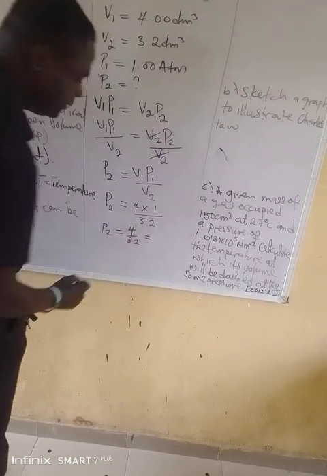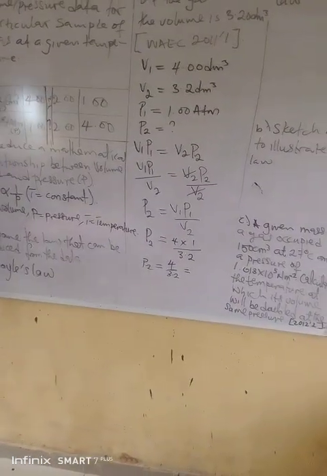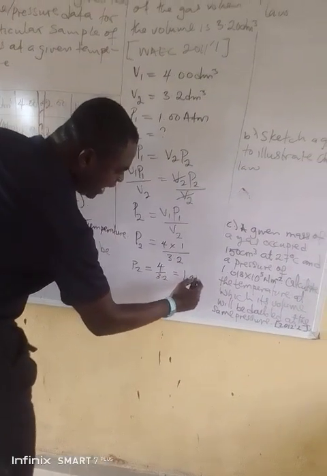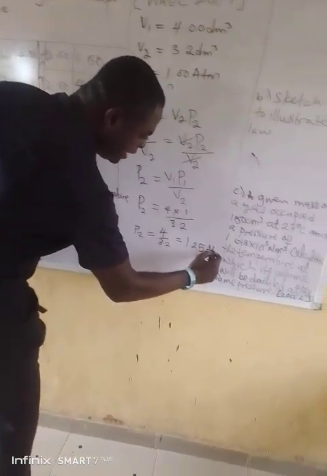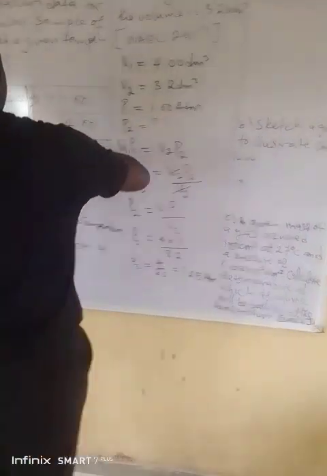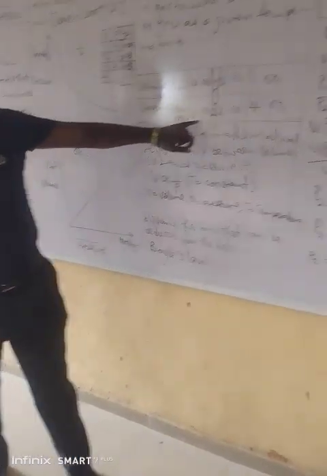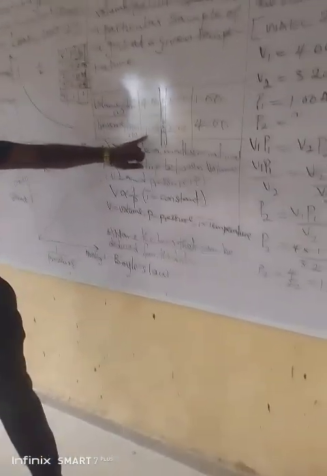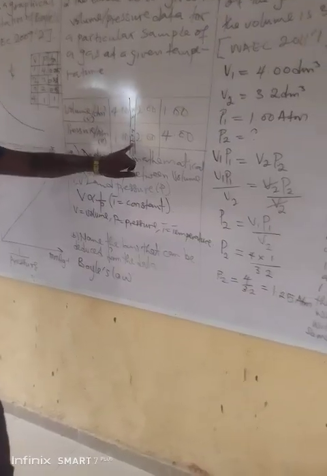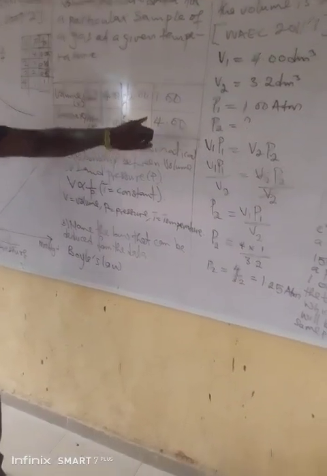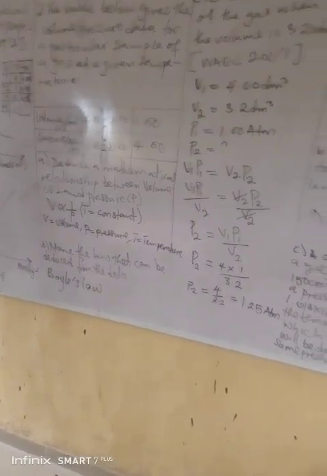Press the calculator please. 1.25. What's the unit? ATM. So here now I should have 1.25. You can see 1.25 is still bigger than 1. Yes. So 1 increased to 1.25, from there increased to 2, then increased to 4. Can you see that now? Yes. So that is that.